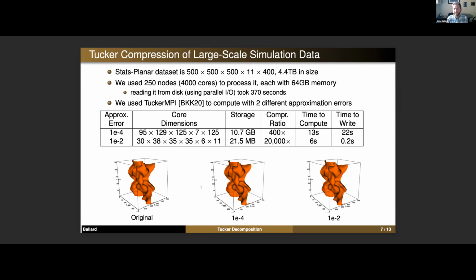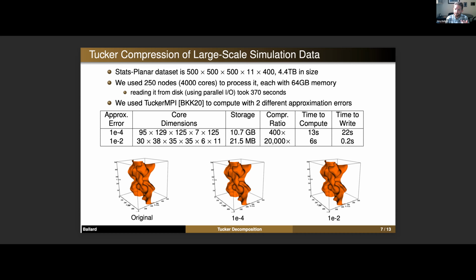Okay, so what we found is that the Tucker decomposition works really well for this type of data. So we looked at a particular data set. It's called stats planar. It has dimensions that are similar to what I showed you in the previous slide, so terabytes in size. They were writing this stuff to disk, and we were reading it from disk to try to process it. Ideally, we would not have to deal with the file system. But just to read it into memory, we needed 250 nodes. So we had to use parallel I/O, read it in from disk, which took a long time. It was an order of minutes. But we wrote parallel software that implemented some of these methods for computing Tucker, so that we could do it on this large data set.